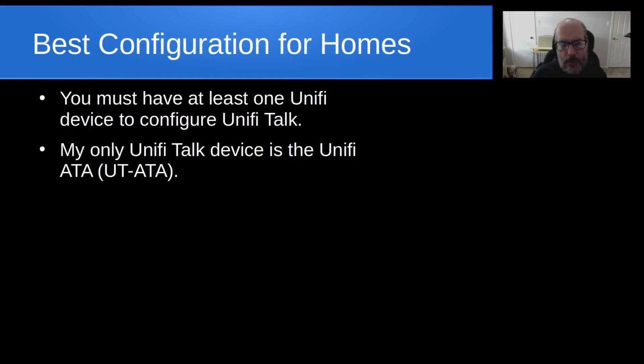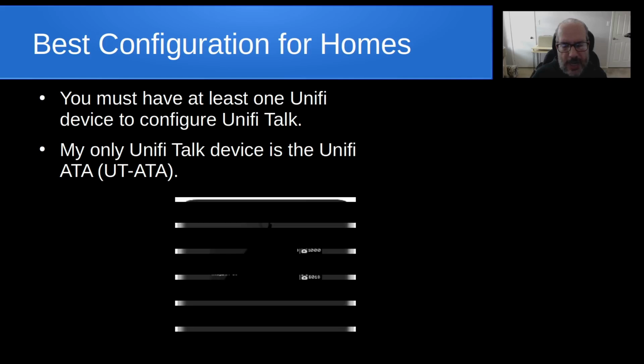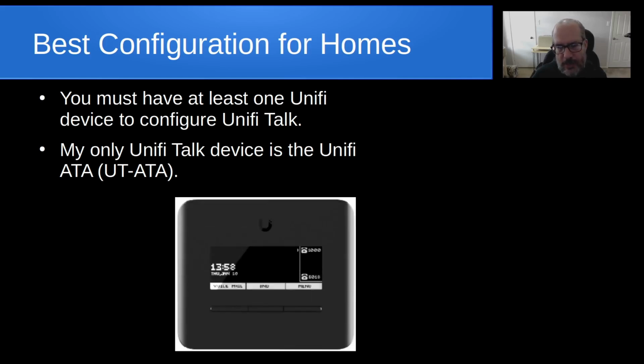My one and only Unifi Talk device at this point is the Unifi ATA. The model number is UT-ATA, and this is what the device looks like. The Unifi Talk ATA actually has two ports. I'm using port number 1 for my home phone, and I have port number 2 configured as an additional extension number, but I don't have it connected to anything yet.